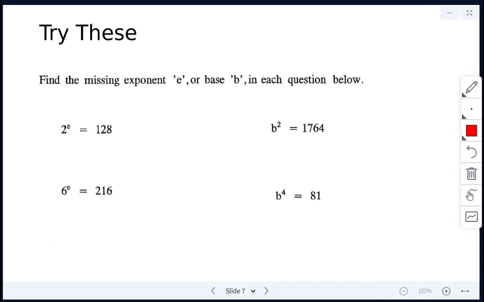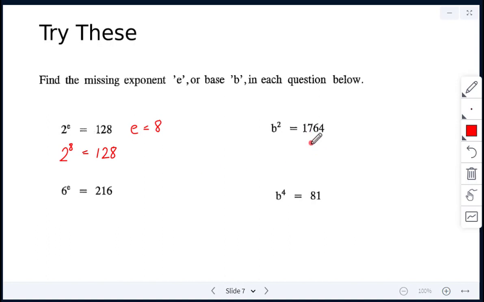All right, so for these examples, we have to find the missing exponent e, or we have to find the base b in each question here. So 2 to the power of e. So that means we have a base of 2, and which exponent will give me 128? All right, so we came up with the answer here was 8. It's 2 to the power of 8 is equal to 128. So therefore, we can just say the e was equal to 8.